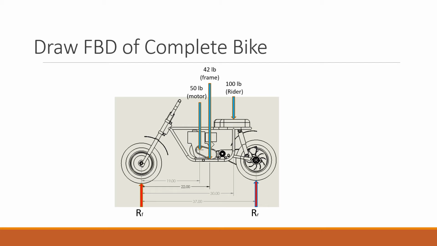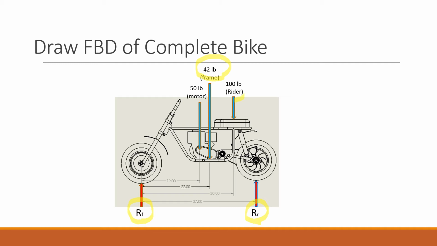So draw a free body diagram of the complete bike. At the front tire, I've got my reaction at the front. That's where the tire touches the ground. And at my rear tire, I've got the reaction where the rear tire touches. Those are unknowns for us. Now the things we do know is the weight of the frame. I just determined my frame weighs 42 pounds. I rounded it off.